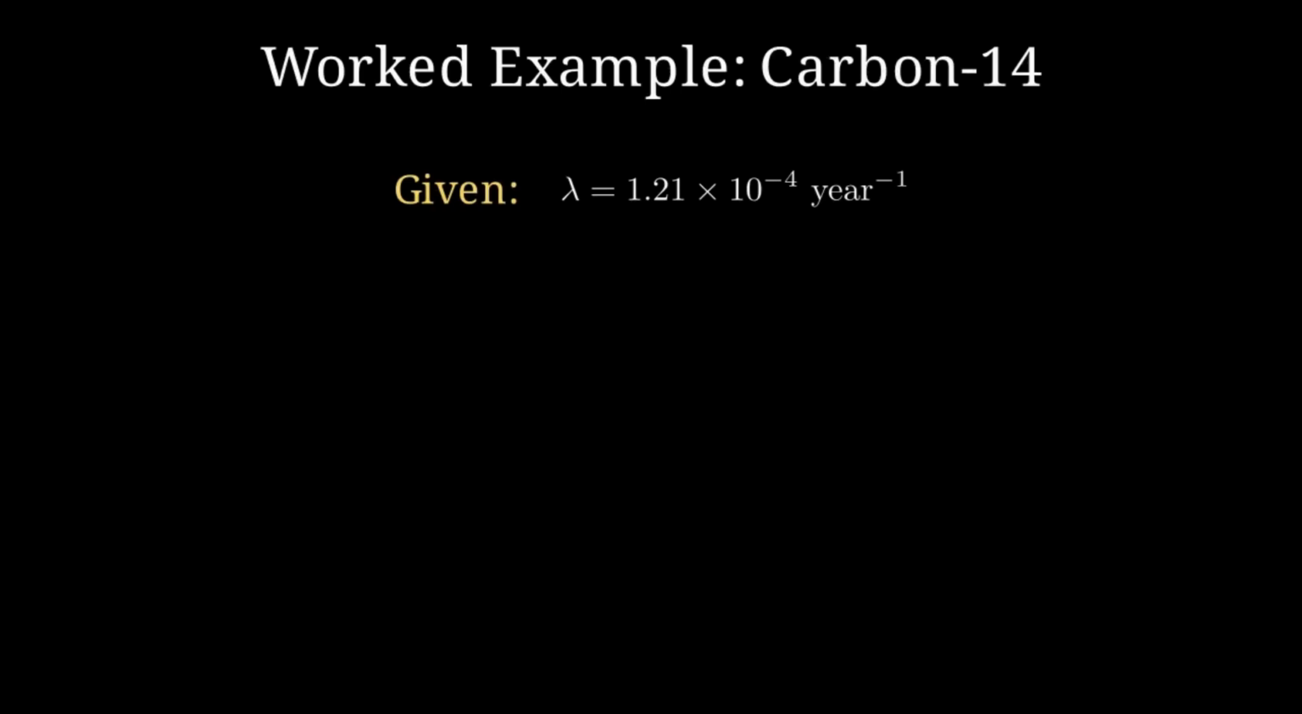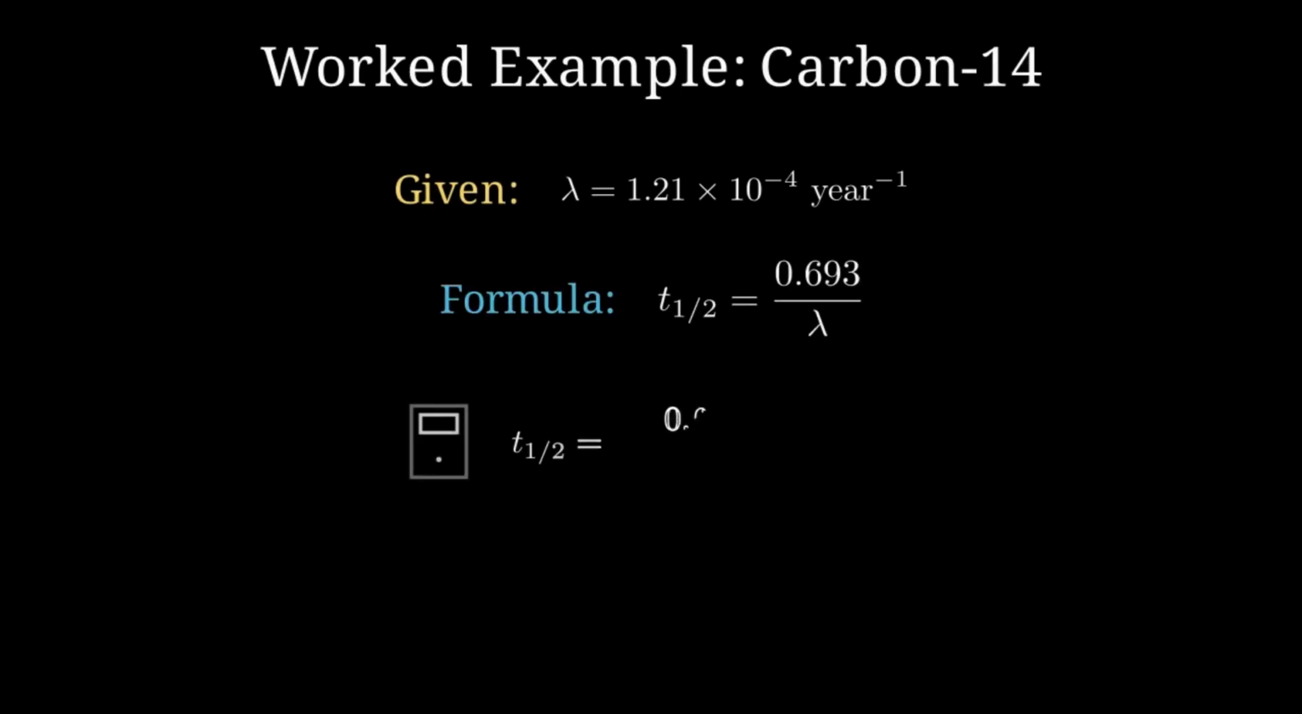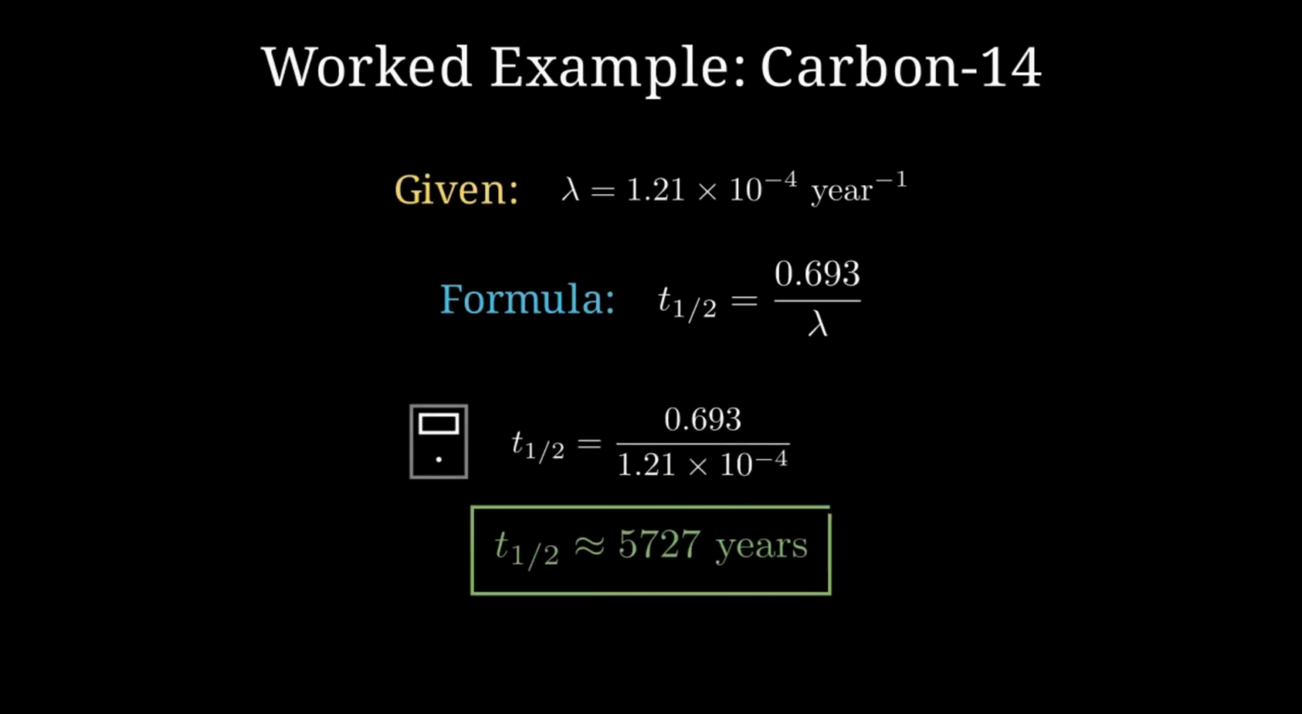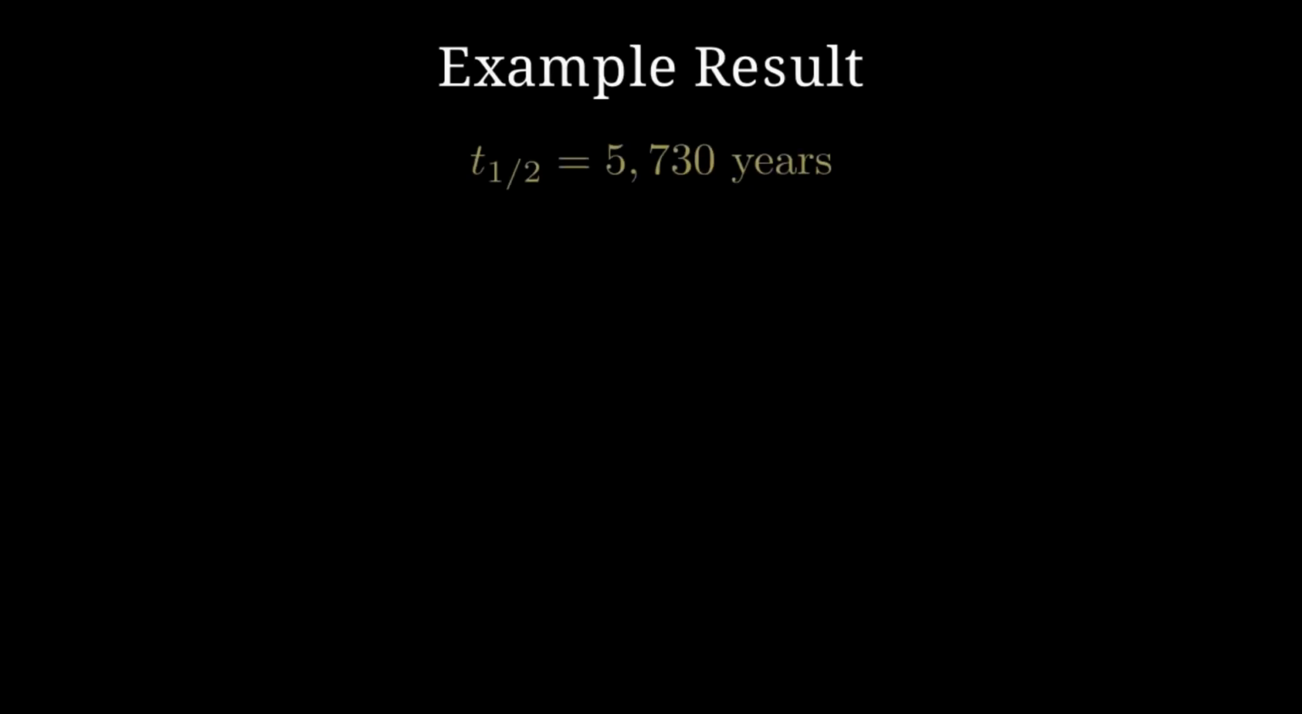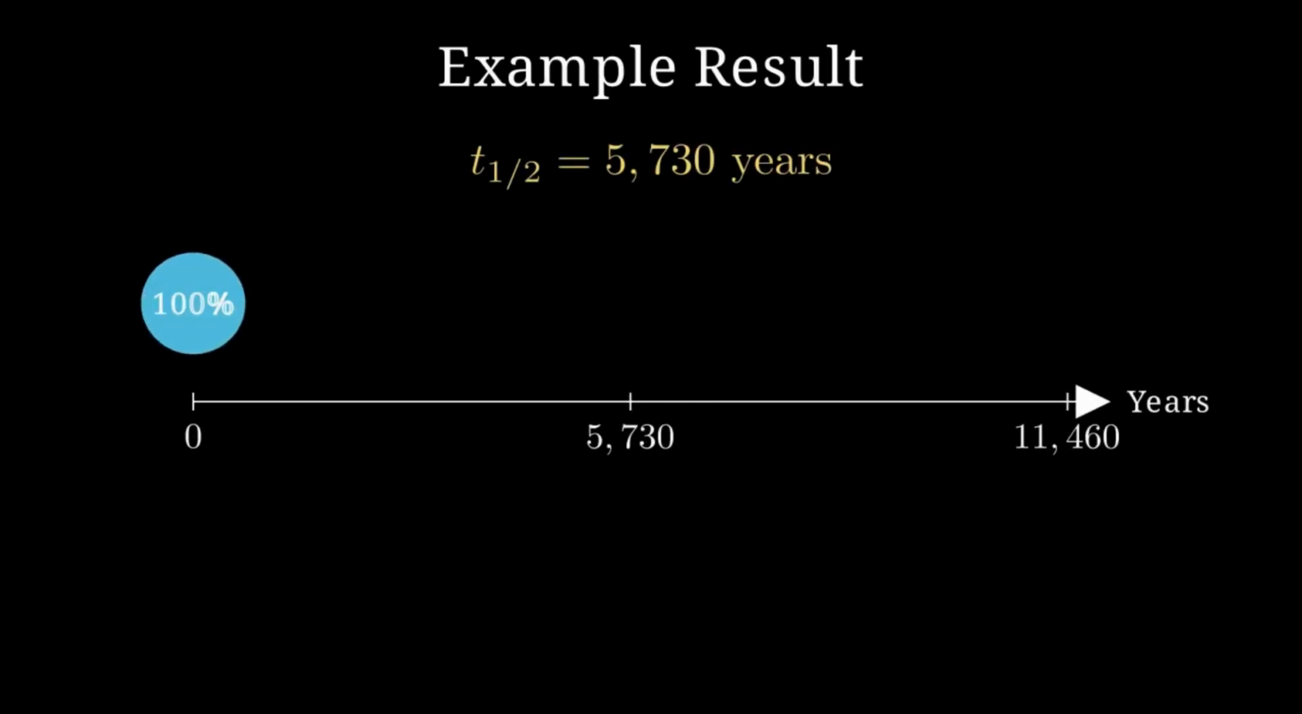Let's apply this to carbon-14, used in radiocarbon dating. Given its decay constant, we divide 0.693 by 1.21 times 10 to the negative fourth. This calculation reveals the duration of one carbon-14 half-life. The result is approximately 5,730 years.